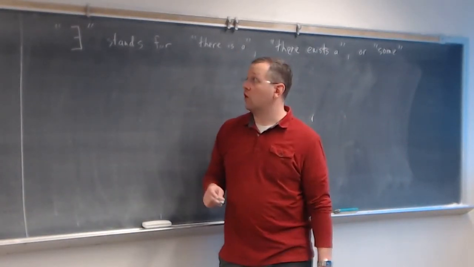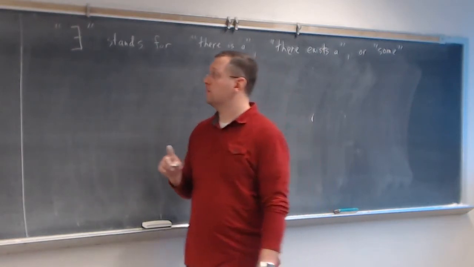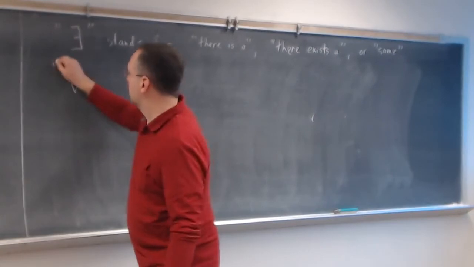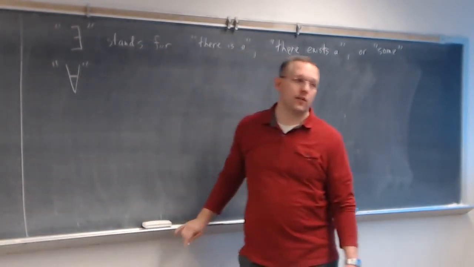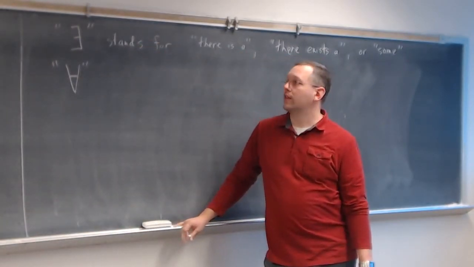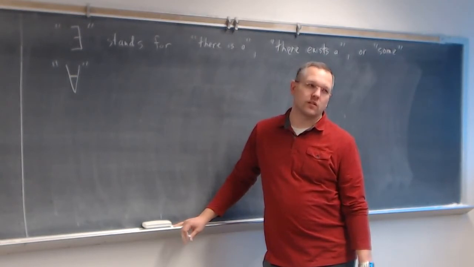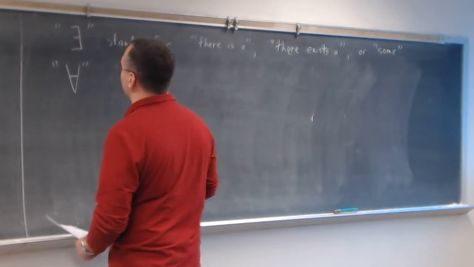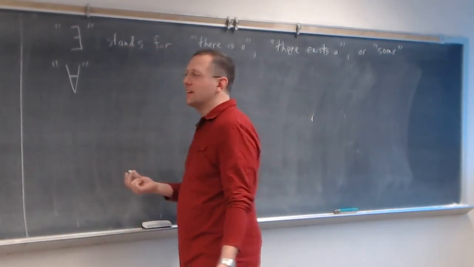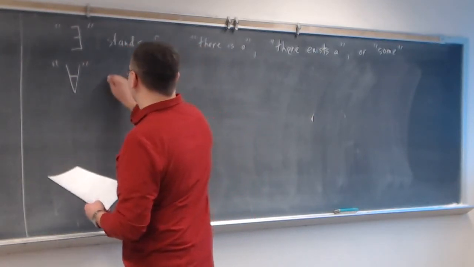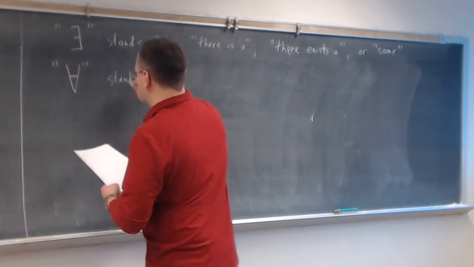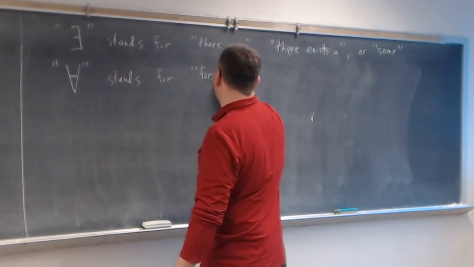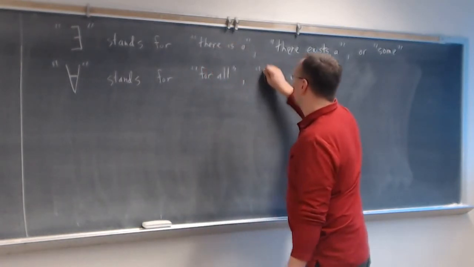But it's not for everybody, for all. It is another symbol for all, and it looks like this. So it's an upside down A. I think they tried a backwards A for a while and it didn't work too well, so they went upside down. I couldn't do an upside down capital E either, I guess. So the upside down A stands for for all or for every.